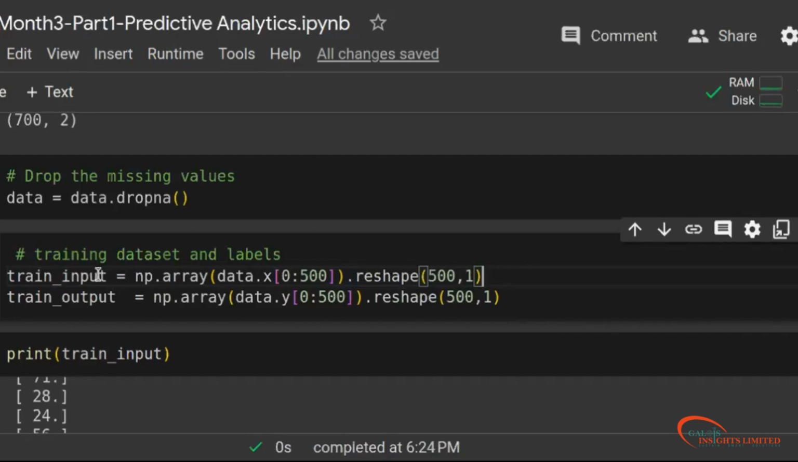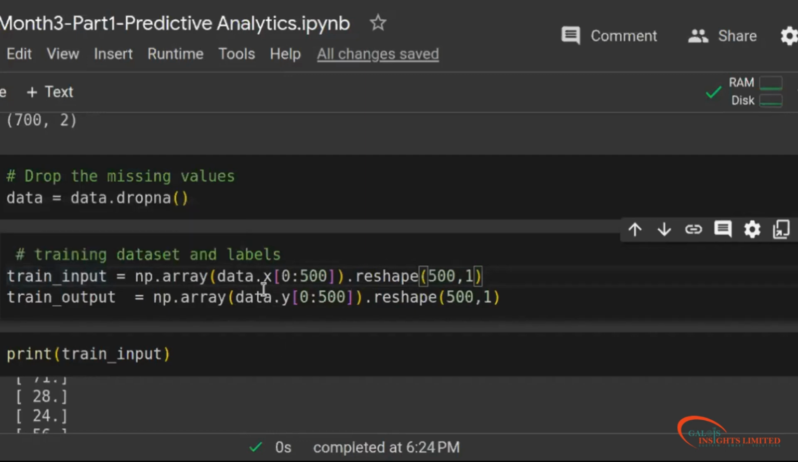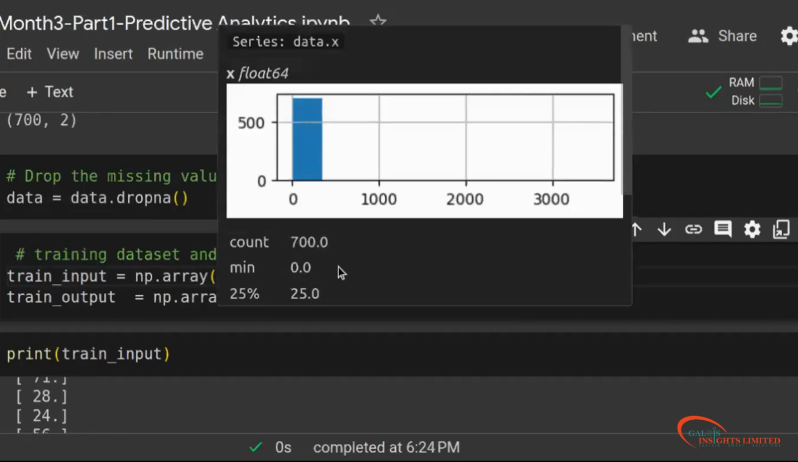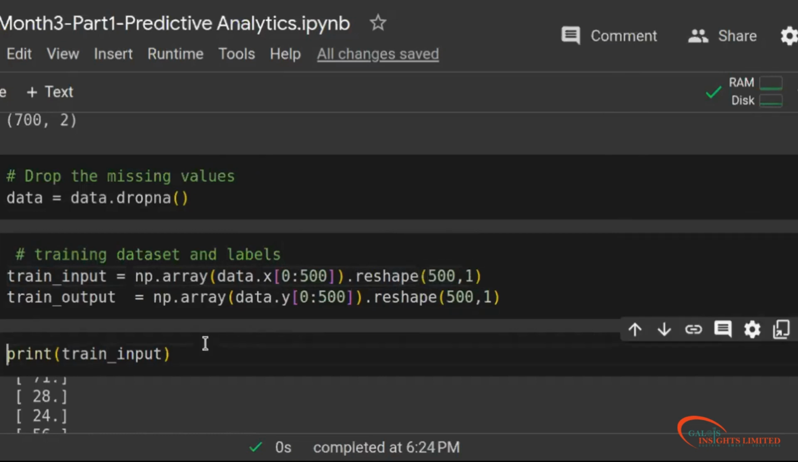So you are taking all the data sets and then you're transforming. I mean, you are taking the features, the number of features that you actually have, and then you reshape this number of features into 500 different rows and then one single column.